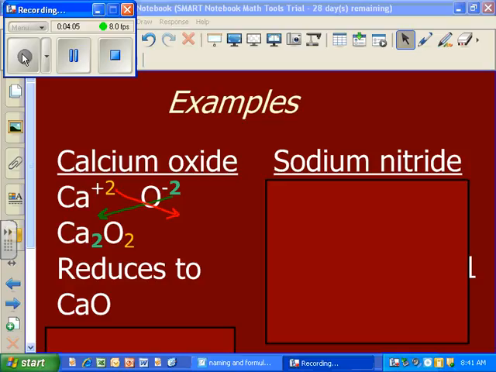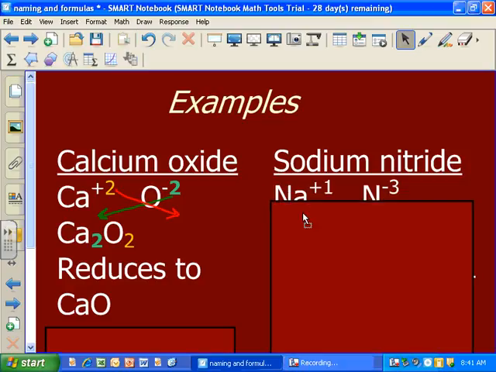The second example will be sodium nitride. Sodium and nitrogen are involved, so we look up sodium and nitrogen's oxidation states. Sodium is +1, and for nitrogen there are several choices. We take the top value, which is -3.